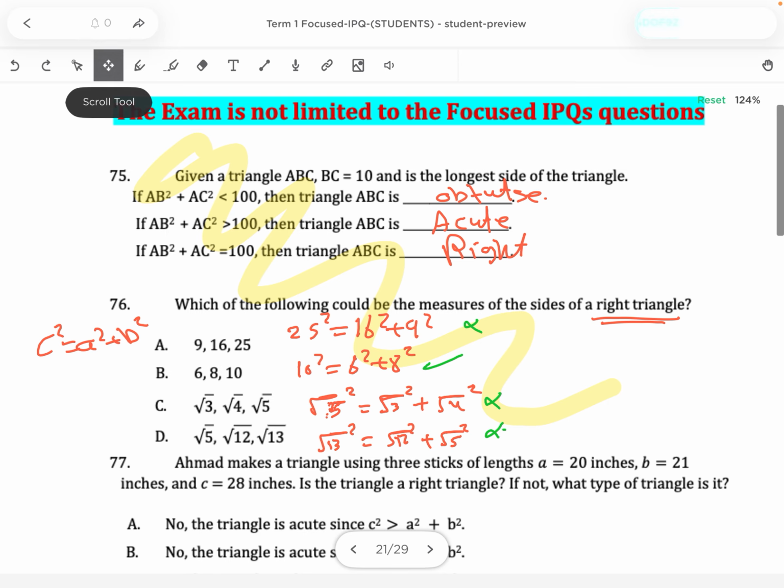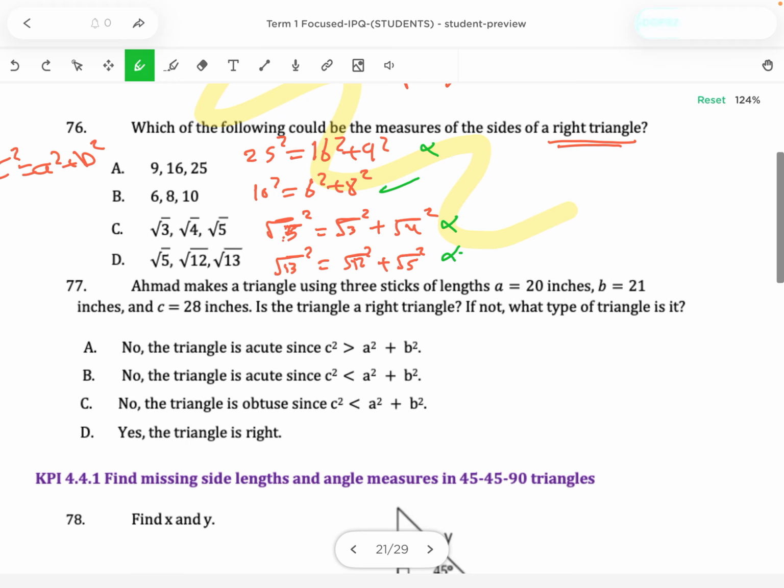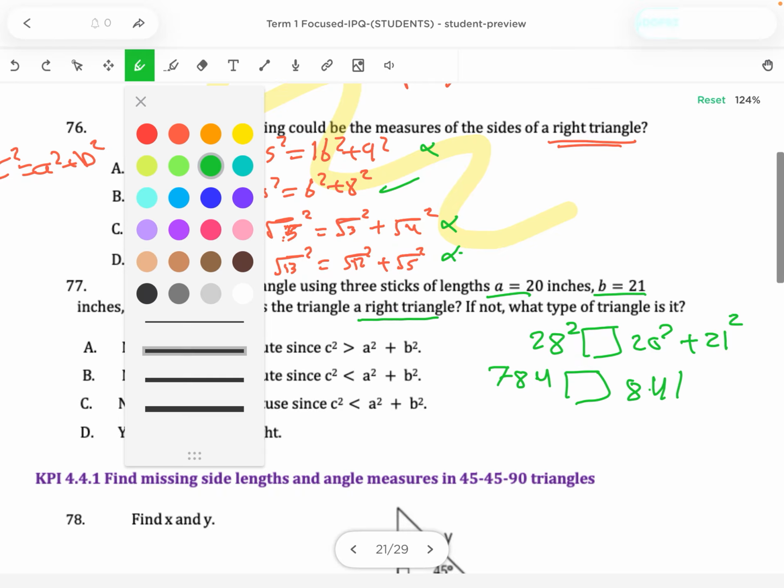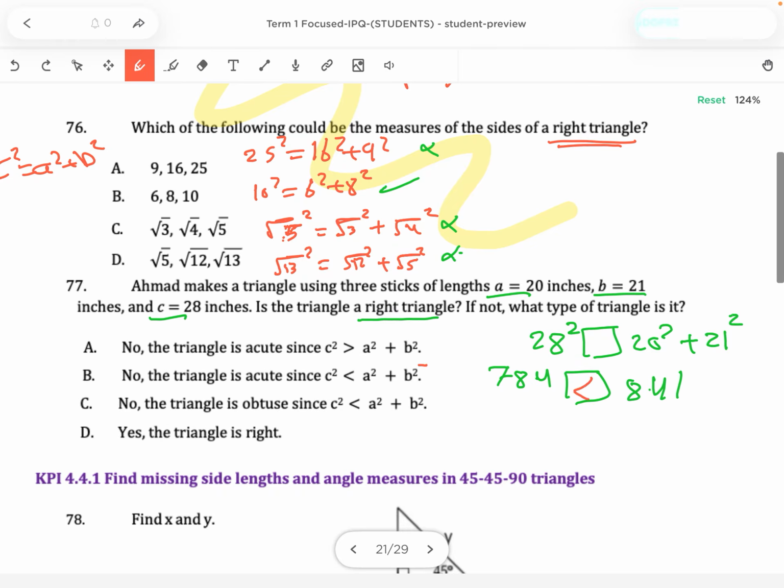طيب السؤال اللي بعده أحمد takes a right triangle using 3 sticks. Its sides are 20, 21 and 28. Is it a right triangle or not? بدنا نشيك كمان مرة. Is 28 square less than, equal to or greater than 20 square plus 21 square? If we calculate it to check, 28 square equal 784 with the right side together. 20 square plus 21 square equal 841, and we can see that C square is less than. So the answer is an acute triangle.